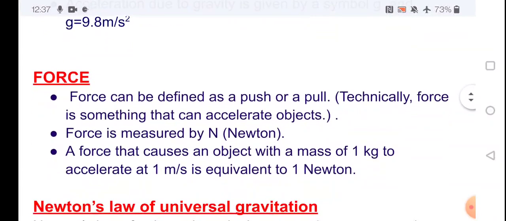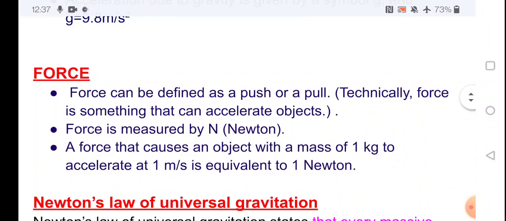Next, force. Force can be defined as a push or pull. Technically, force is something that can accelerate objects. If you may know, in some of the shops there will be glass doors. From one side we are pushing the door, or from another side we are pulling the door. That push or pull is known as force. That means we are applying some force to push the door or to pull the door.